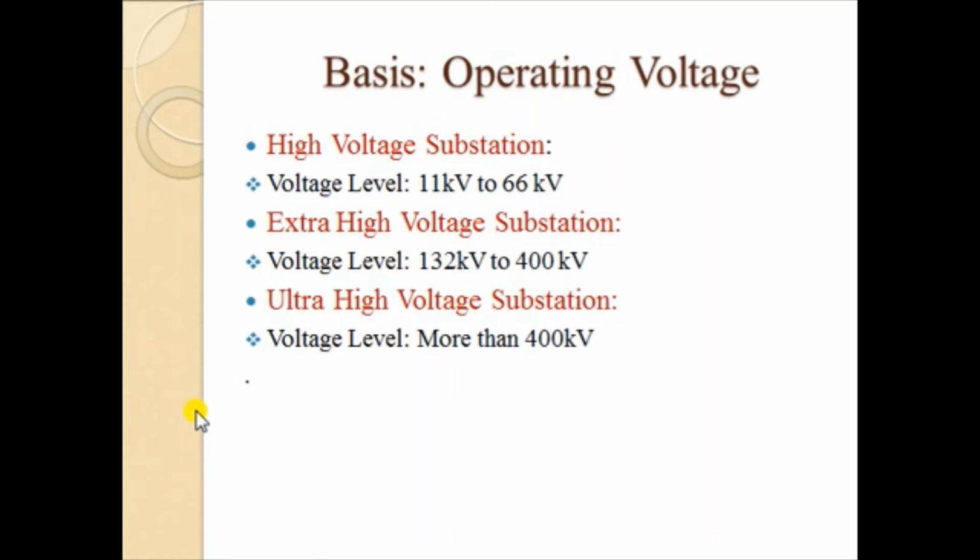Next basis is operating voltage. Very simple. High voltage, extra high voltage, ultra high voltage. You have to just remember the numbers. High voltage is up to 66. EHV we are calling starting from 132 up to 400. More than 400 it is UHV. In India currently 800 is operating. 1200 kV is currently in testing, which is at Bina. You might be aware of some of this information.